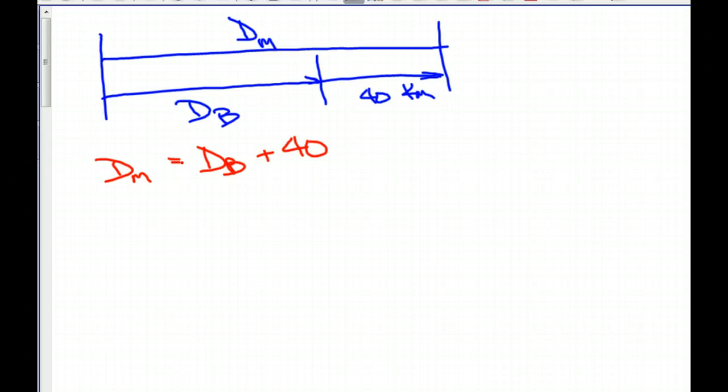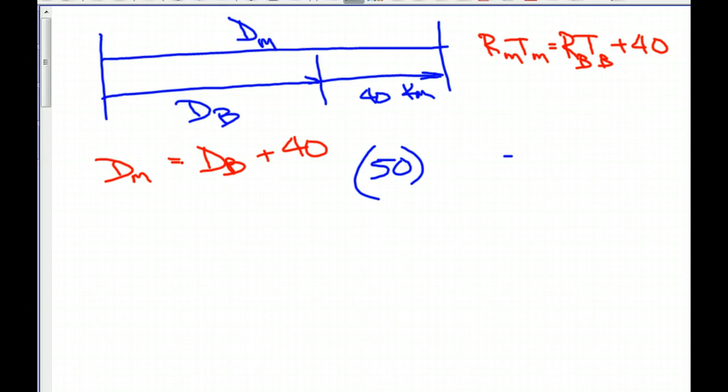Okay, so let's rewrite this. Instead of distance of Millicent, let's write rate times time equals rate of Beauregard times time of Beauregard plus 40. So now I have to come up with what both of my RTs are. Do I know Millicent's rate? 50. All right, so we'll put a 50 there. Do I know Beauregard's rate? 60. Okay, and we have the plus 40.